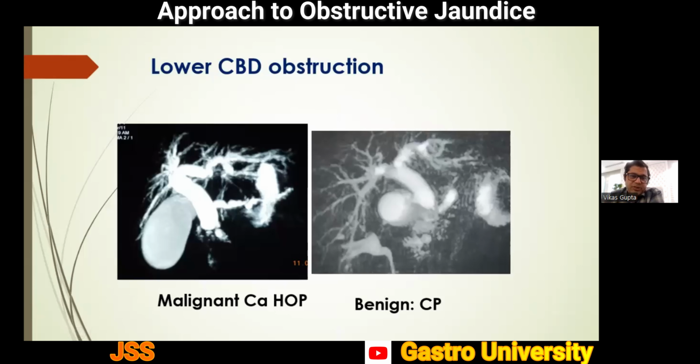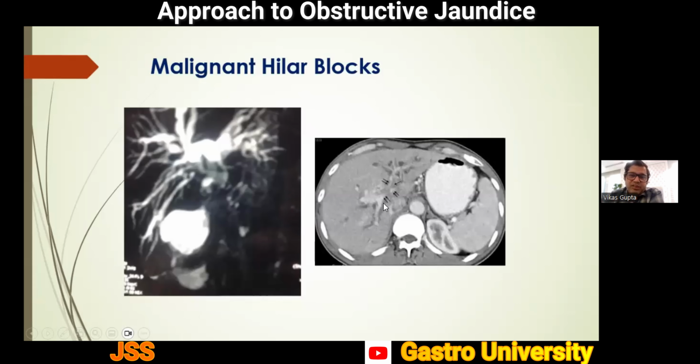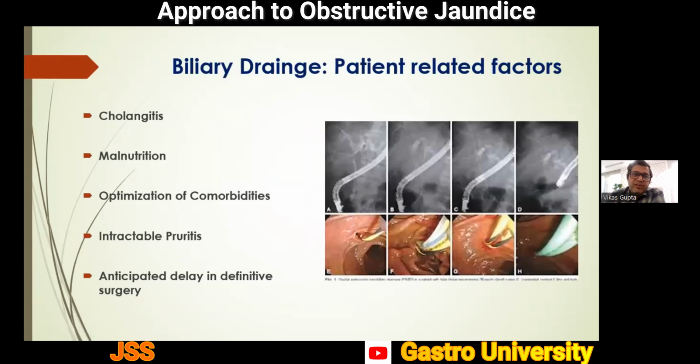Again, lower CBD obstruction, we can see two scenarios. Again, we see a complete cutoff, a straight line. This is complete cutoff of the bile duct, so this is a hallmark sign for malignancy. And we can see here a smooth tapering of the bile duct into the duodenum, and a dilated pancreatic duct can also be visualized here. So this looks more like chronic pancreatitis. Malignant hilar blocks can also be delineated, and management can be planned accordingly.